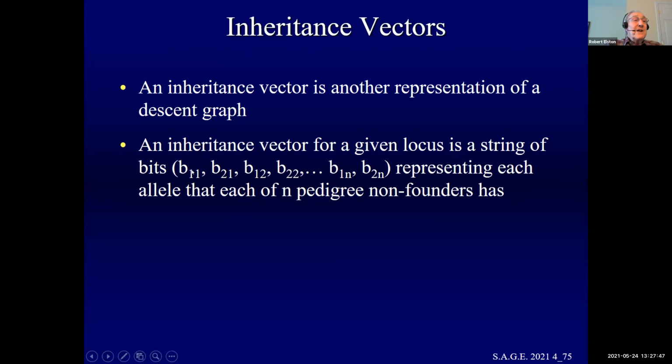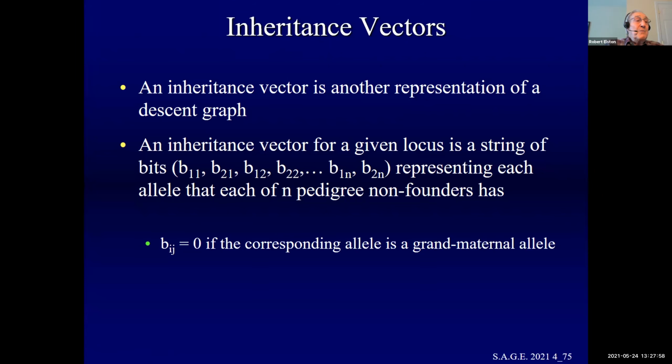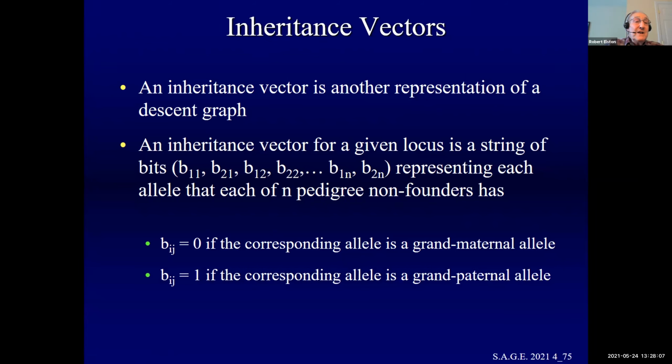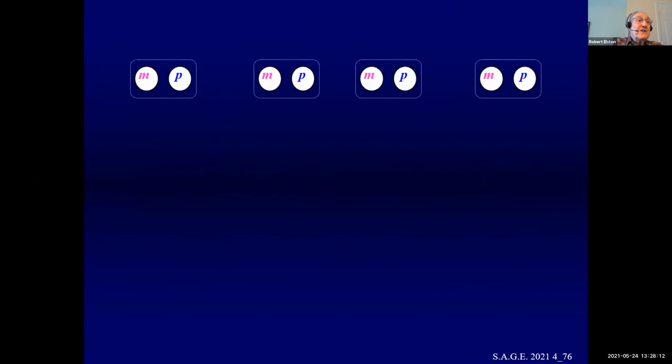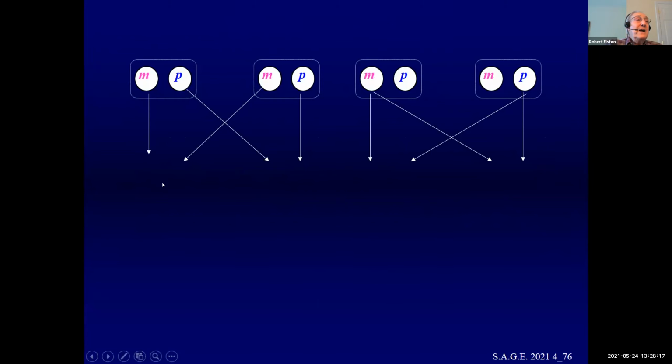Okay, here we have, remember now, let's look at it. This will be easier, I think. B_ij is going to be 0 if the corresponding allele is grandmaternal, and it's going to be 1 if it's grandpaternal. So that's what we have to know. So let's look back at this. Okay. Let's see.